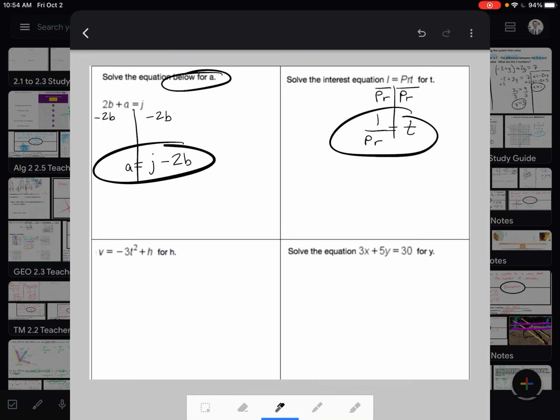So carefully go through these remaining equations on this page here. And again, for this one, solve for h. For the next one, solve for y. And just make sure that it is alone on its side of the equation.